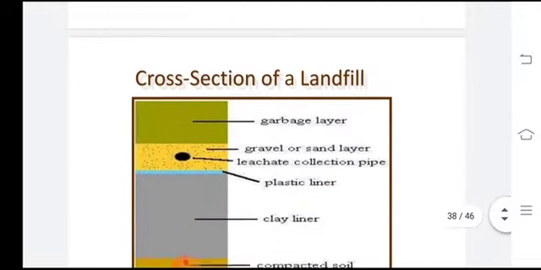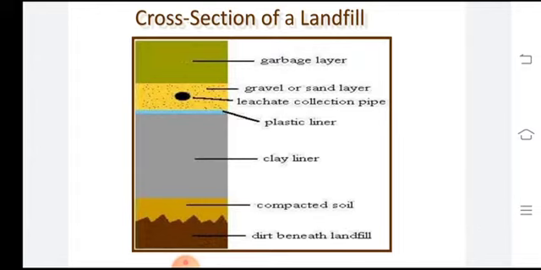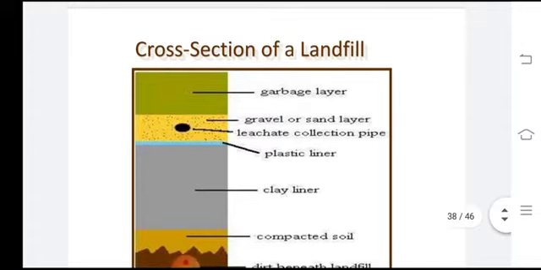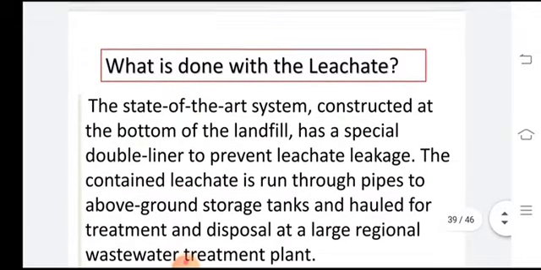These are important things. So, this is how a cross section of a landfill will look like. Starting from the bottom, we will be having dirt beneath the landfill, and then compacted soil, then a clay liner, then a plastic liner, and then a gravel or sand layer. Leachate collection pipes will be there, and then a garbage layer. So this is how we will be collecting it.